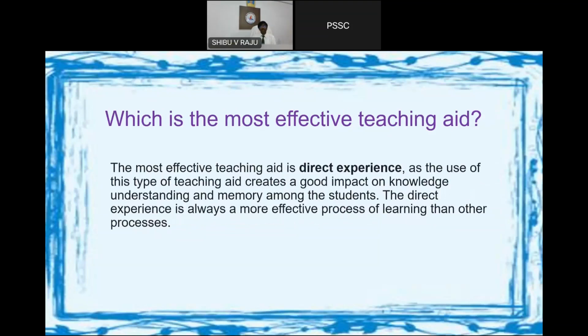The most effective teaching aid is direct experience, as the use of this type of teaching aid creates good impact and knowledge, understanding, and memory among the students. Direct experience is always a more effective process of learning than other processes. Simple and more effective: direct experience.